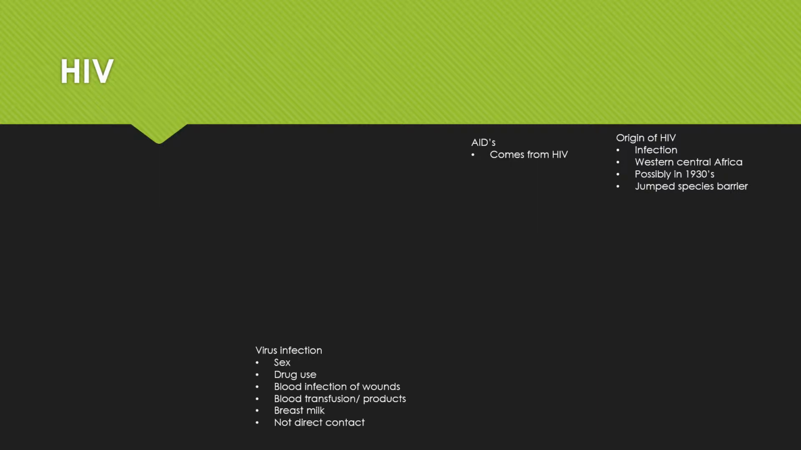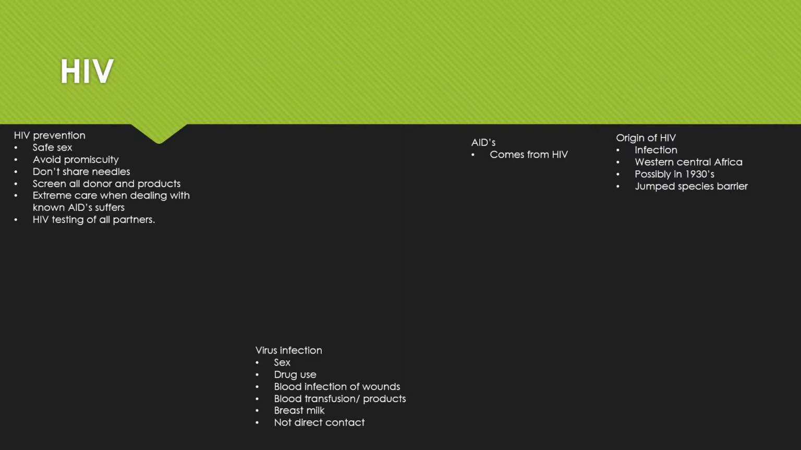How does the virus infect? Well, it's spread by sexual intercourse, drug use, blood infections or wounds, blood transfusion or products, and breast milk, but not direct contact, honestly. You could shake hands with someone that had AIDS, or HIV, and it's fine.